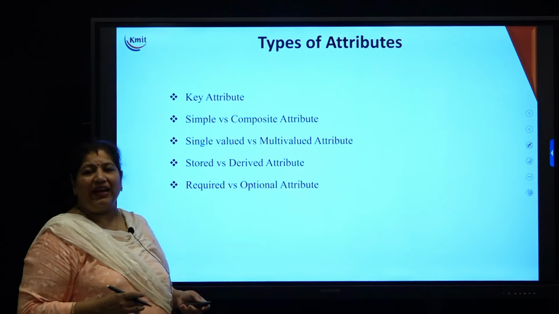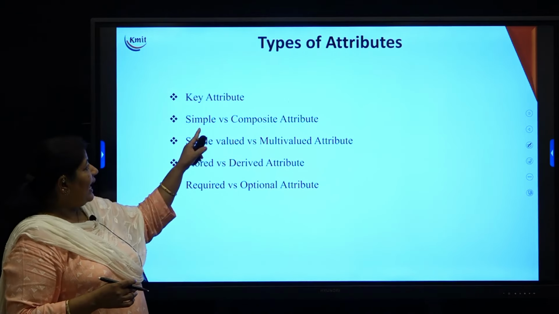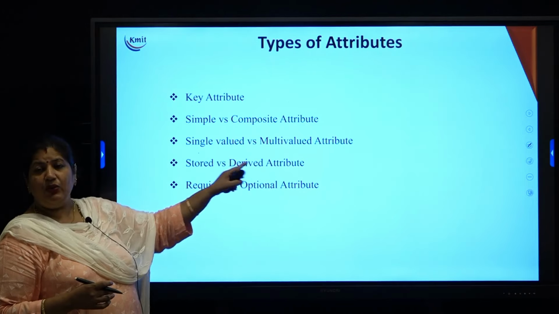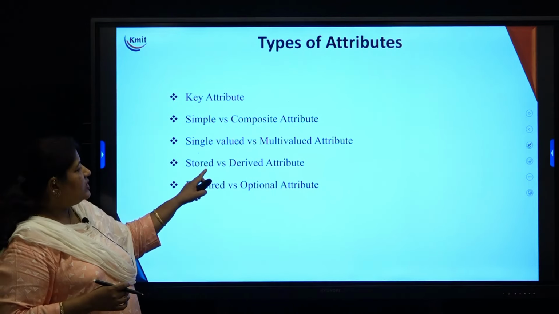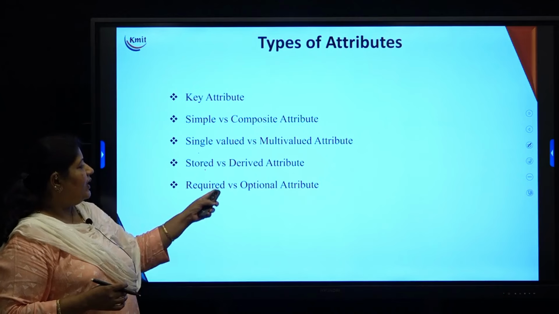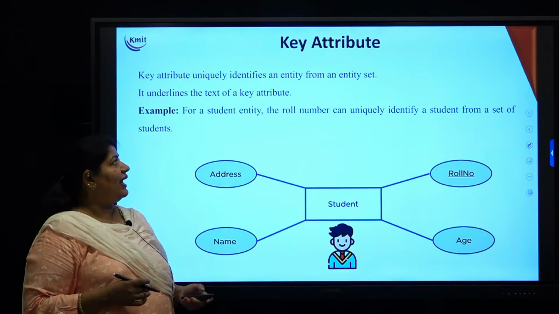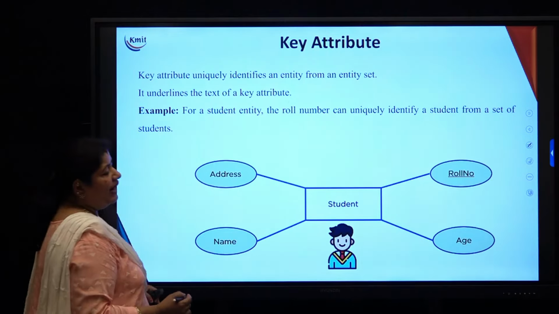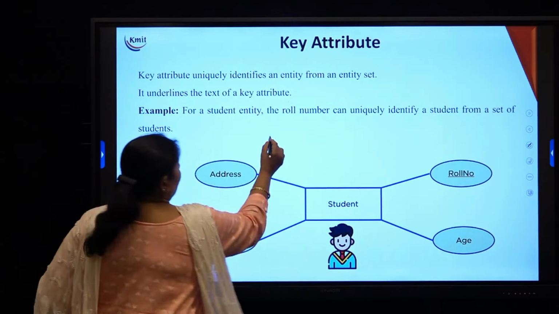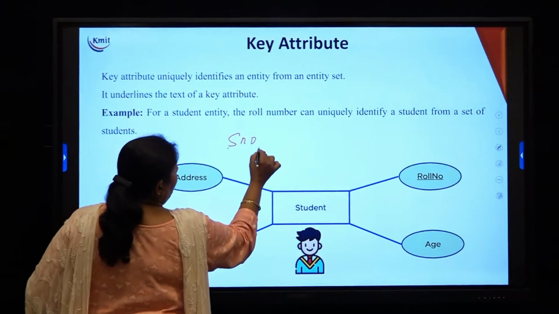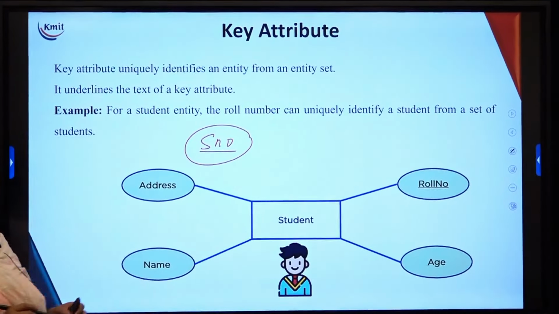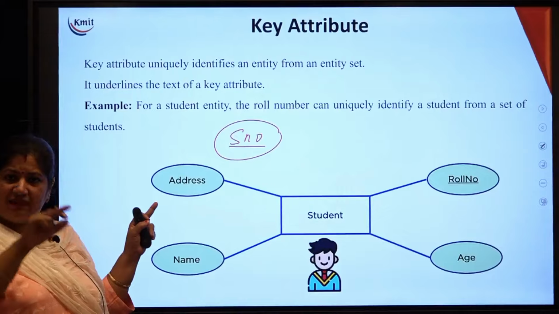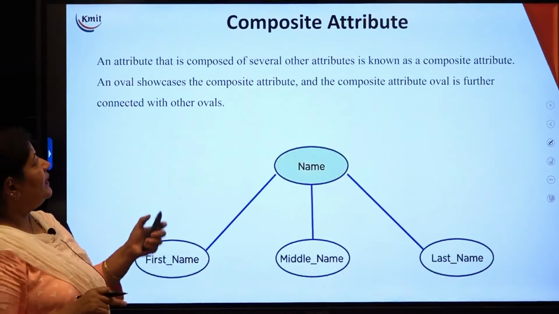What are the types of attributes? We have key attributes, simple versus composite attribute, single-valued versus multi-valued attribute, stored versus derived attribute, required versus optional attribute. A key attribute, say a student number identified with an underline, is the key attribute which uniquely identifies the records, that is, instances of the entity.